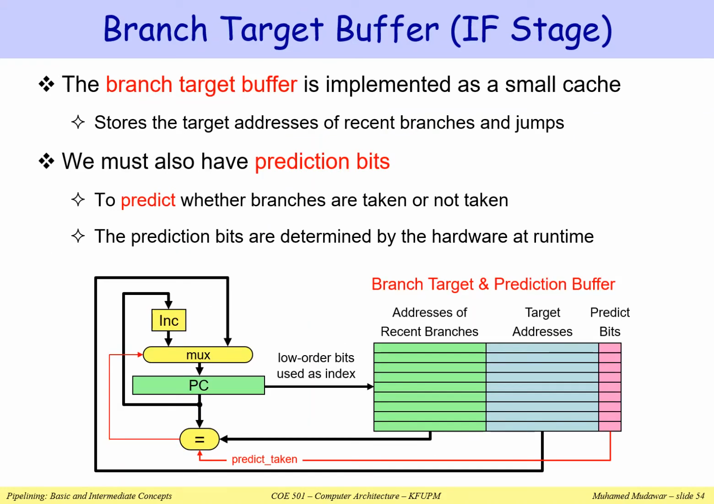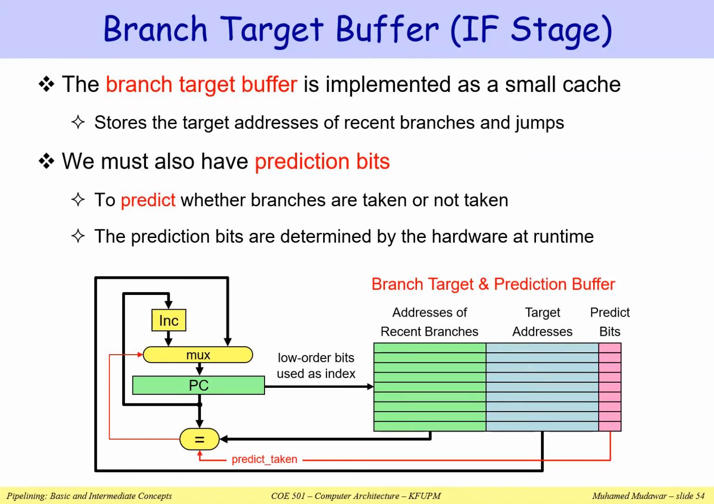Okay, so now I would like to introduce the concept of dynamic branch prediction. The idea is to predict the outcome of the branch at runtime. But it's not enough to predict the outcome. I also need the target address of a branch. So in the case of a branch, I need two things. I need to know the target address of the branch, and I need to know the outcome of the branch, if the branch is taken or not taken. So these two things are needed.